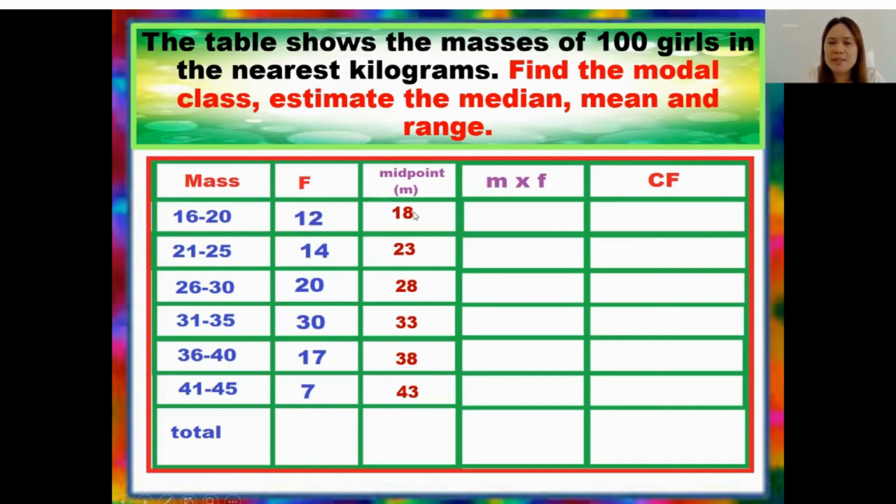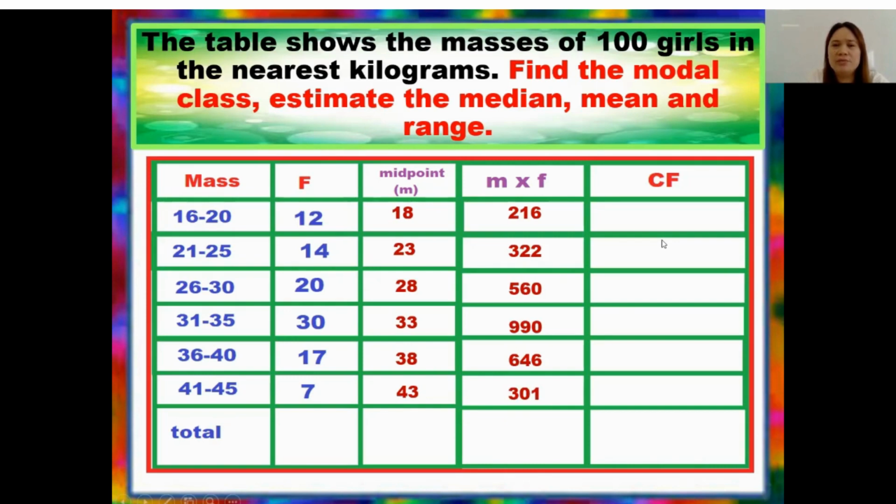So 12 times 18 gives you 216. 14 times 23, that's 322. 20 times 28 is 560. 30 times 33 is 990. 17 times 38 is 646. And the last one, 7 times 43, is 301.